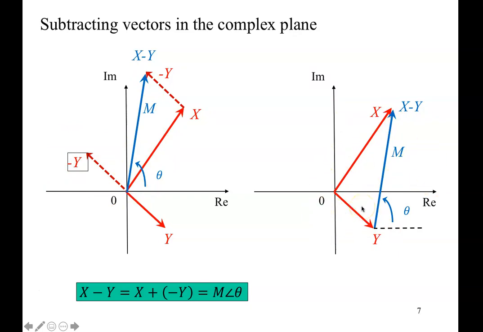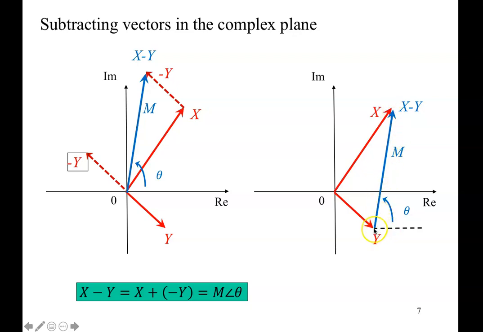I have two numbers here, and I have to do X minus Y. So I'm going to draw a line starting from the end of the second number, that's Y, towards the end of the first number. So for X minus Y, start from the end of the second number and end up at the end of the first number. That's my M. That length is my M.